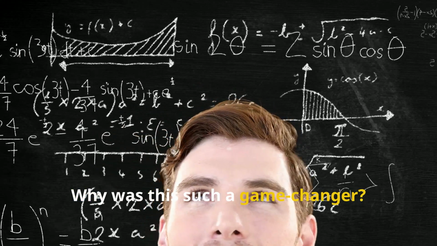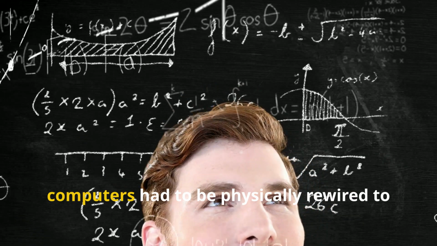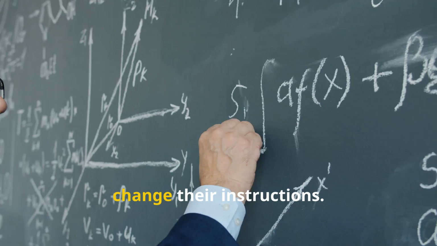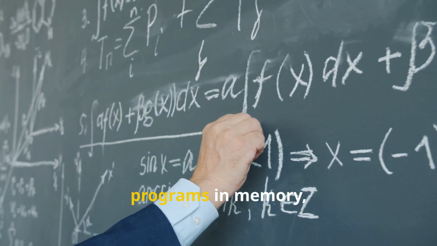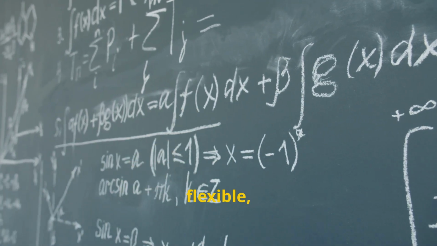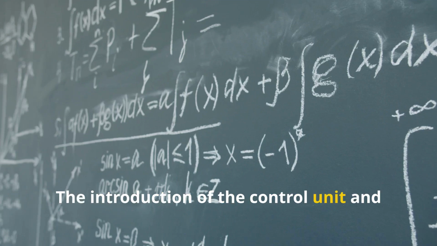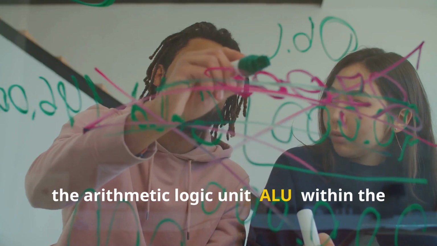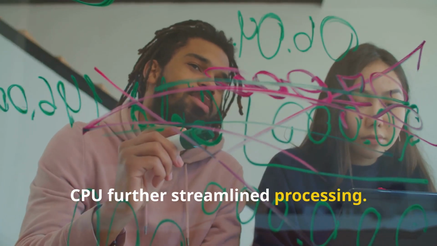Why was this such a game changer? Before von Neumann's architecture, computers had to be physically rewired to change their instructions. This new model made it possible to store programs in memory, allowing computers to be reprogrammable, flexible, and much more powerful. The introduction of the control unit and the arithmetic logic unit, ALU, within the CPU further streamlined processing.